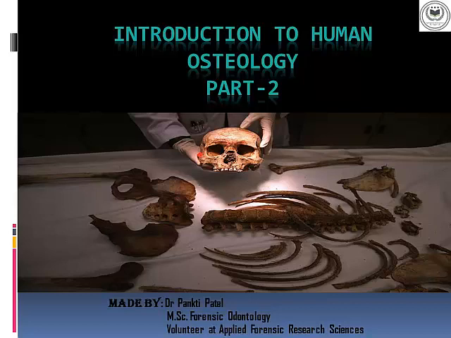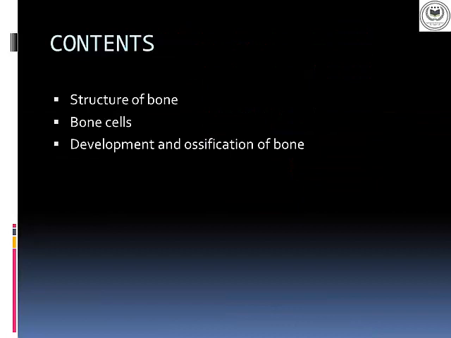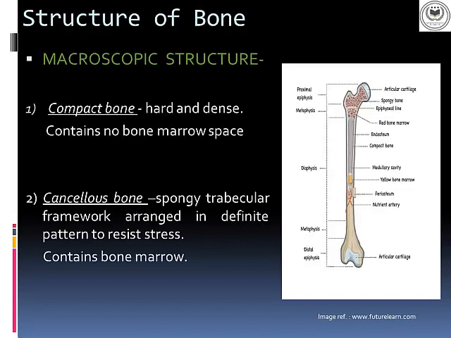So let's talk about Introduction to Human Osteology Part 2. The contents of the presentation include first, structure of bone, second, bone cells, and third, development and ossification of bone. So let's start with the structure of bone.